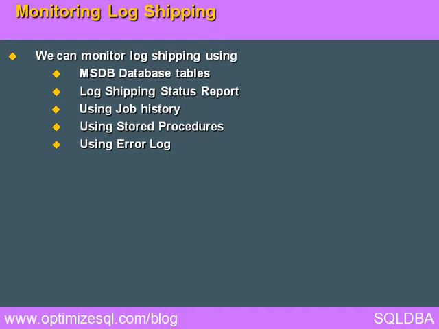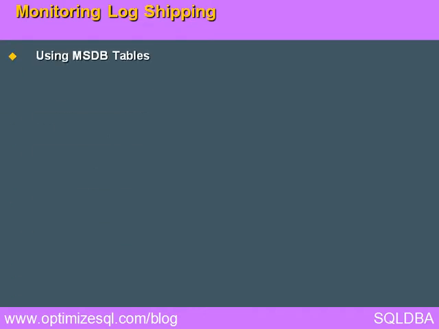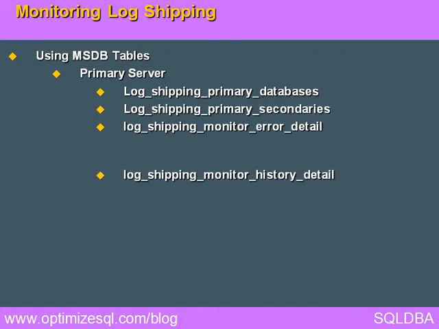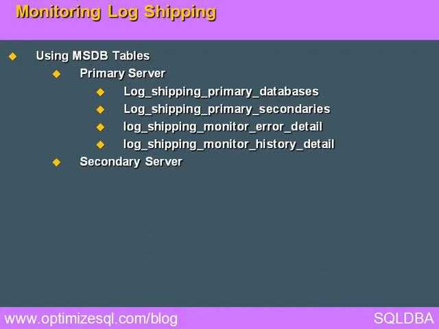Subsequently, I will go to MSDB. These are the tables there. We have to check these tables in the primary server. The log shipping primary databases table has the information of on which databases log shipping is configured, what the backup folder path is, and what the recent backup file is. It displays the recent backup file.